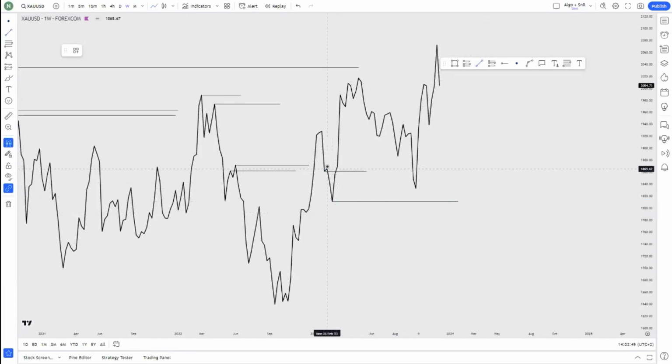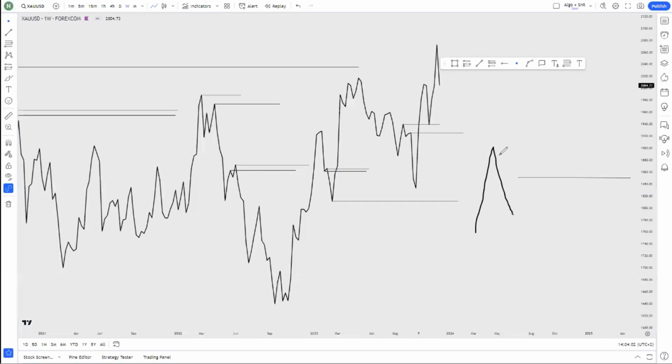And this is the resistance right here. This is a resistance right here. So every band, or every shape that looks like this, is going to be your support. Then this is going to be your resistance, and this is going to be your support. So here you anticipate a reaction, and here you anticipate a reaction right here.